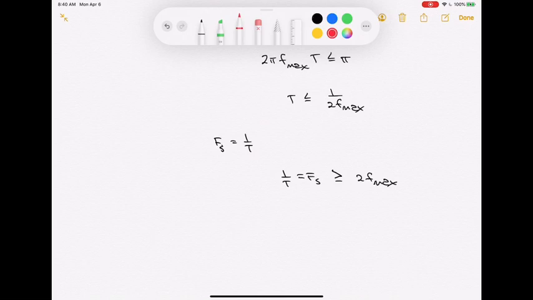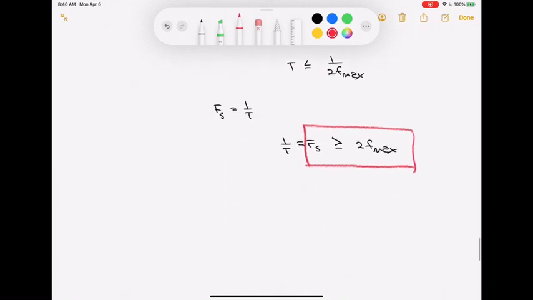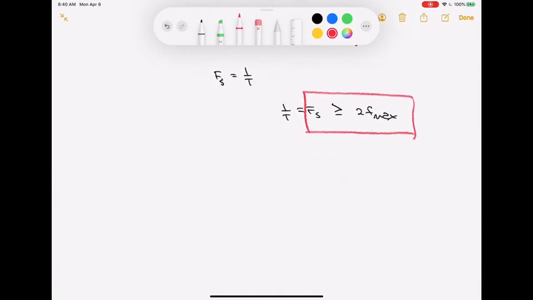So this particular result says what? It says that we can come up with some guidelines for how fast we have to sample an analog or a continuous time signal to avoid aliasing. We must sample at twice the highest frequency. There must be at least 2 samples per period corresponding to the highest frequency component.